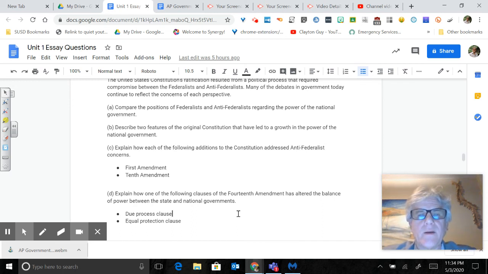So the Federalists wanted a strong central government. They wanted the supremacy clause of the national government. The Anti-Federalists wanted state power to be larger. They wanted the Articles of Confederation. They did not want a strong national government. They didn't want a strong president. They didn't want a strong judicial branch.